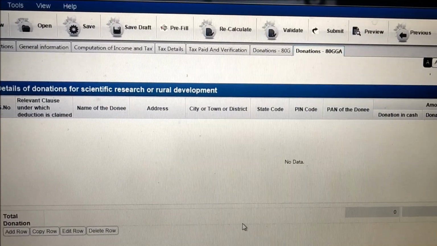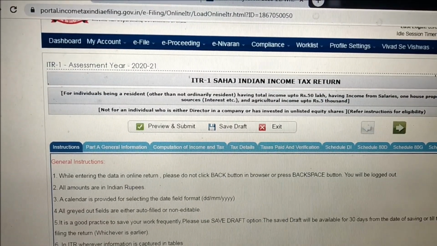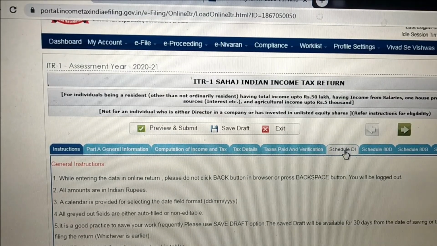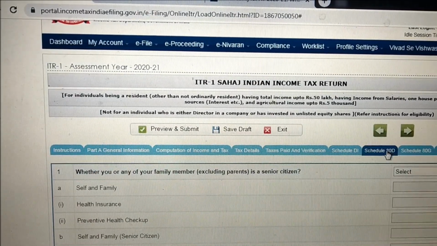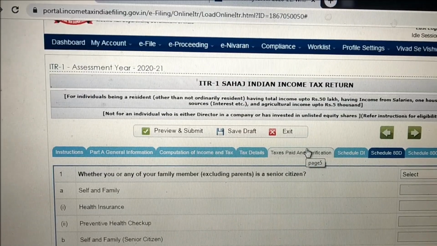Now look at what the changes are in the recent form. In the recent form there are 9 tabs. The additional 2 tabs are Schedule DI and Schedule 80D. The first change we have noticed is in Part A, general information.